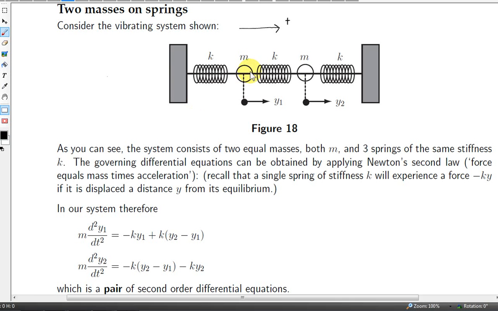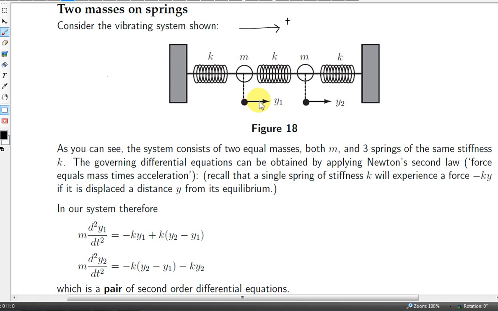In this example, the two masses have the same mass m. The three springs have the same spring constant k. Let's take vectors pointing to the right as positive vectors. Let's start off by assuming that the first mass m is displaced to the right by a distance y1 from its equilibrium position. So its equilibrium position is originally this point here. That's when the resultant force on m is 0.